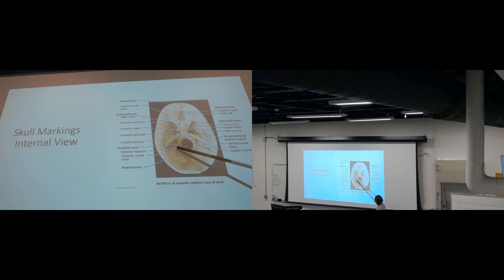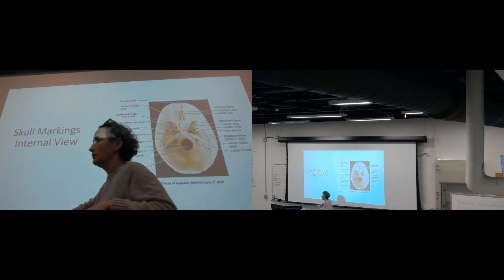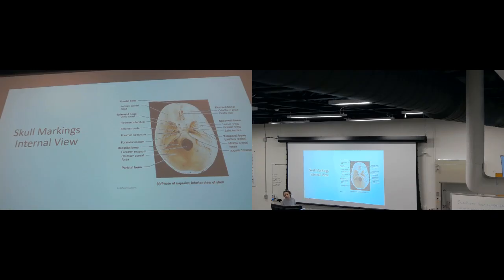So foramen magnum, posterior cranial fossa, then the hypoglossal canal, internal jugular foramen, foramen spinosum, ovale, rotundum, optic canal, lesser wings of the sphenoid, greater wings of the sphenoid. Then this is the ethmoid, cribriform plate of the ethmoid, and this is the frontal. Middle cranial fossa here, and then anterior cranial fossa here. Any questions?